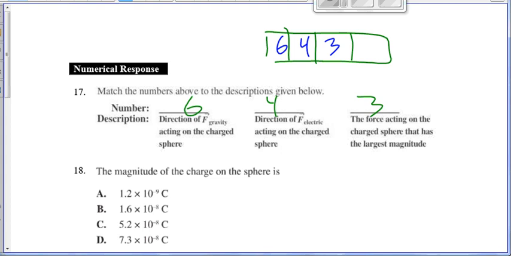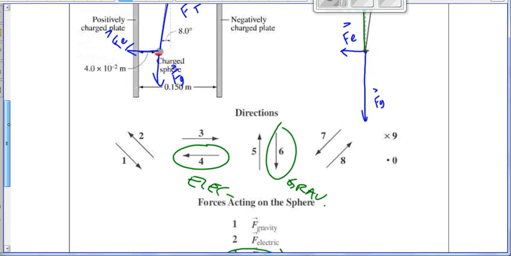Oh, number 18, the magnitude of the charge on the sphere. Oh, this is the ugly part right here, the magnitude of the charge on the sphere. What's the charge? Ooh, how do we even tackle this?